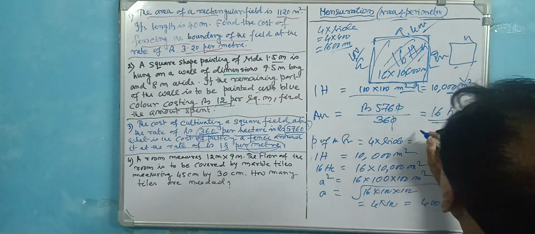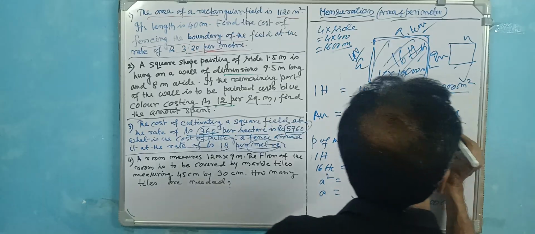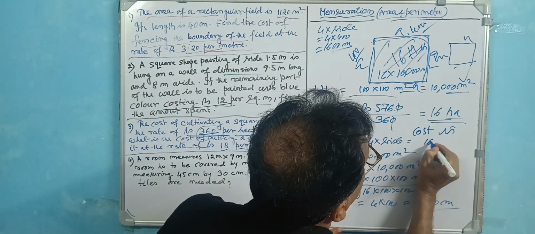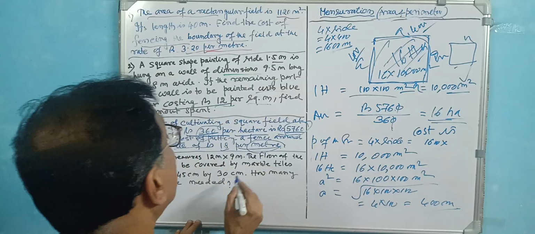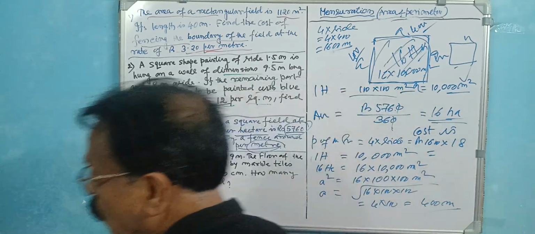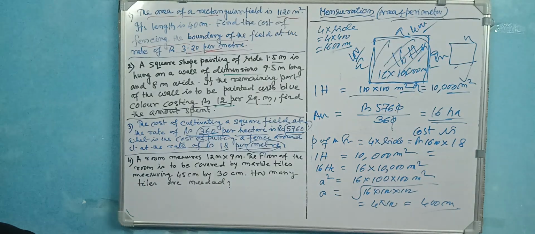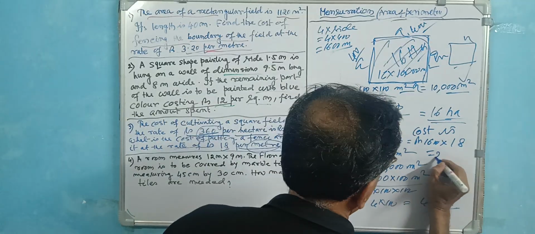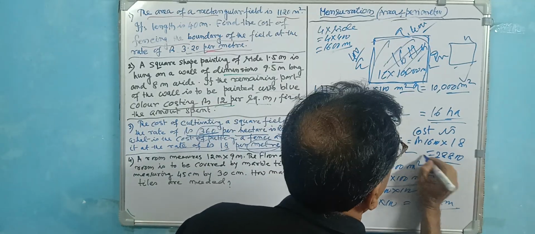Now what is the cost? Cost is 1600 into 18 rupees. So what is the cost? 1600 into 18, that is 28800. 28800, that is the cost.